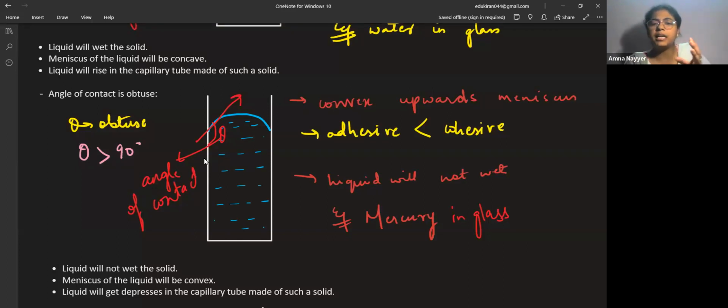Like mercury kept in glass, the entire mercury gets wiped off through the glass. Not a single drop is left within the glass. So concluding points: liquid will not wet the solid, meniscus of the liquid will be convex, and liquid will be depressed in the capillary tube made of such a solid. These two points, I'll explain in the last. Once we start with capillarity, then I'll explain.